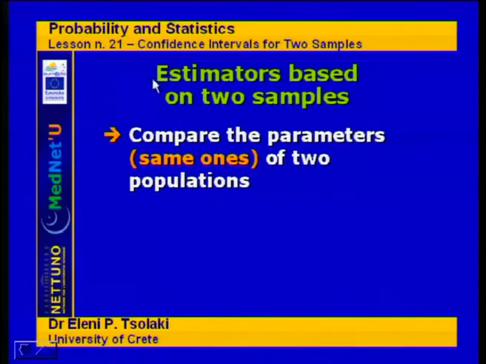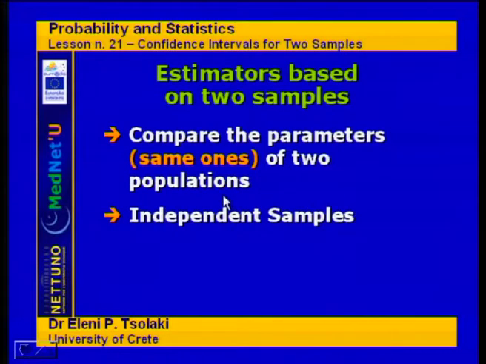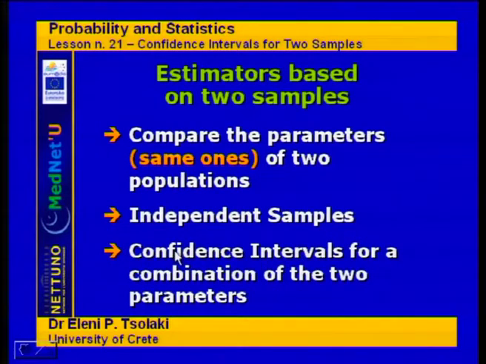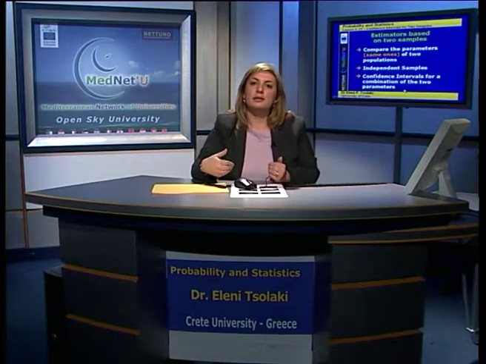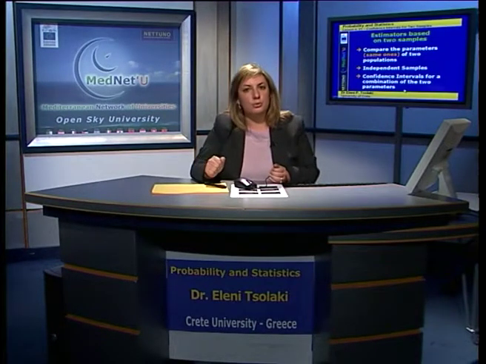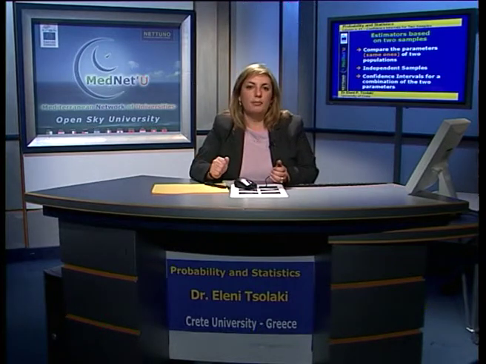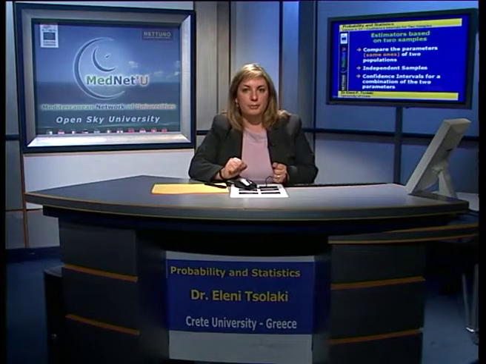Now let's see why we need to make confidence intervals for two samples. So if we have estimators based on two samples and we want to compare the parameters of two populations from independent samples, and we want to construct confidence intervals for a combination of the two parameters, then we need to see how to do that by calculating confidence intervals when we have two samples.